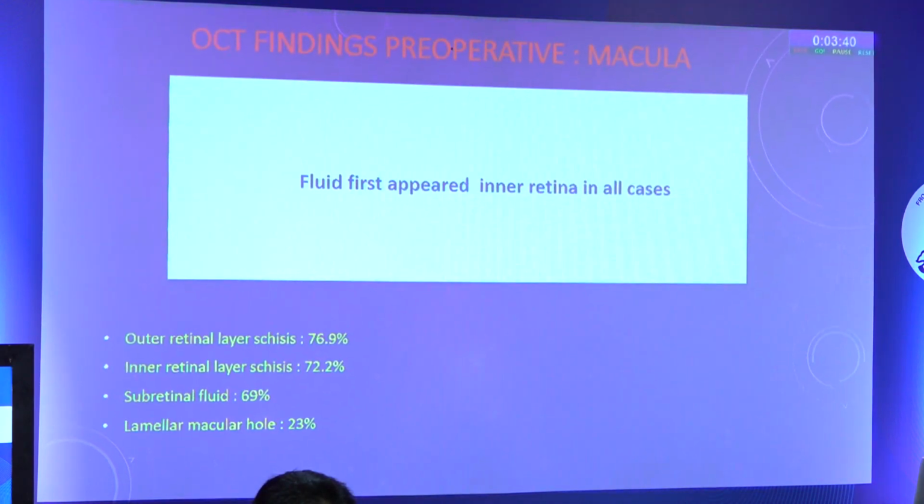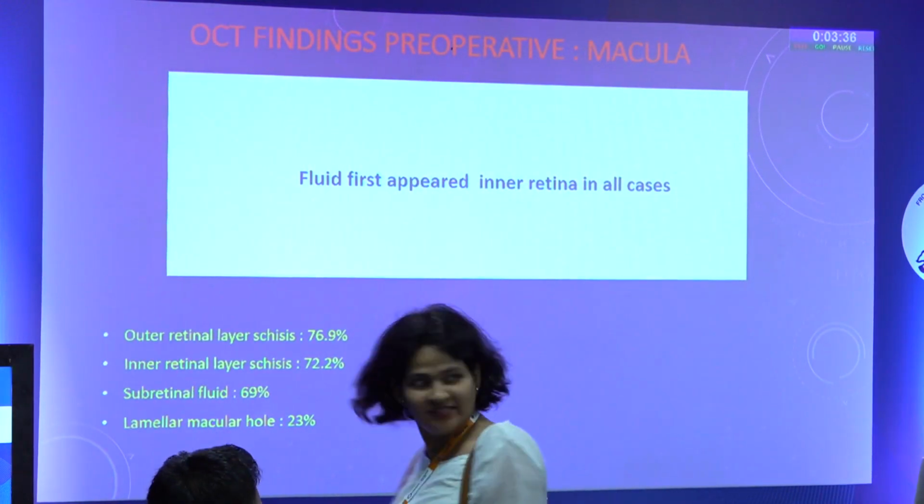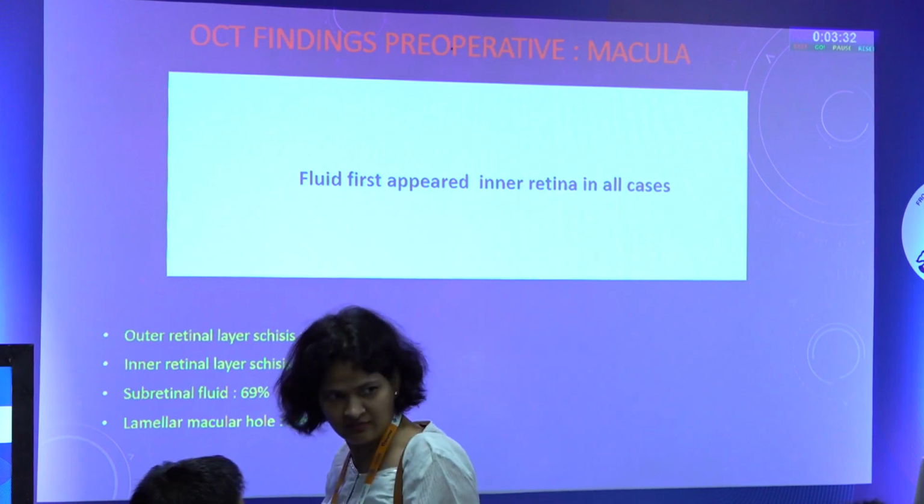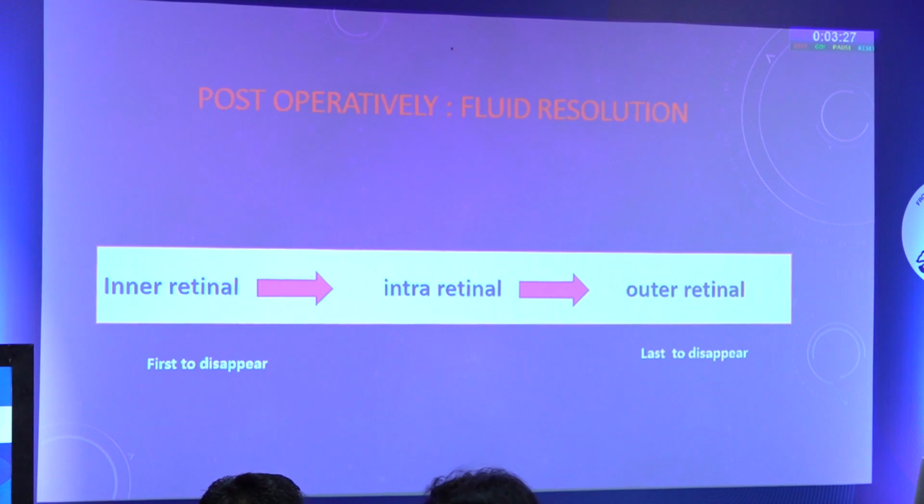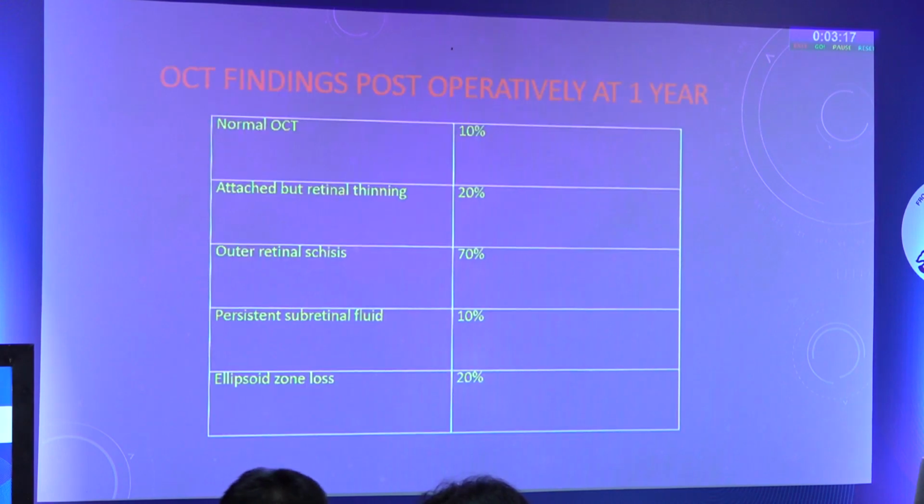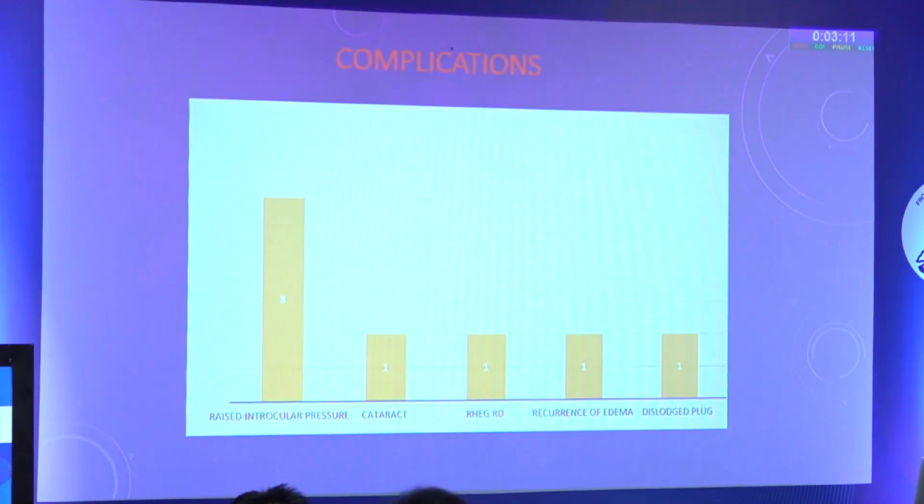Coming to the macula findings, we could see that 76% of patients had outer retinal schisis and 72.2% had inner retinal schisis. The fluid first appeared in the inner retina in all cases. Post-operatively, fluid resolution was seen first in the inner retina and the outer retinal fluid was last to disappear. Central macular thickness showed a reduction of 35 to 50% in 40% of cases and 50 to 70% in 30% of cases. Normal OCT was seen in 10% and attached retina with thinning was seen in 20%.